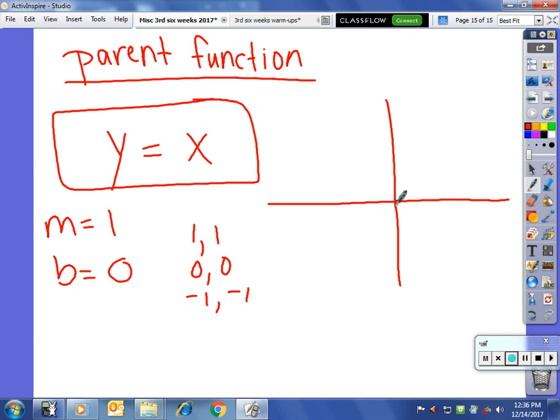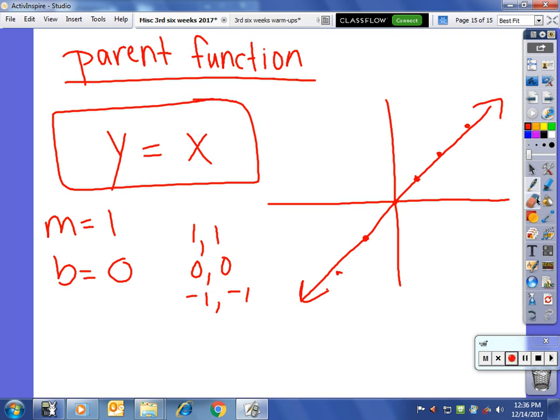Okay, this is not considered steep or flat. It's right through the first and third quadrant. It passes through the origin. That's the simplest line we could write, y equals x. Now, as we start changing and messing with the slope, and changing and messing with the y-intercept, then this picture is going to change.